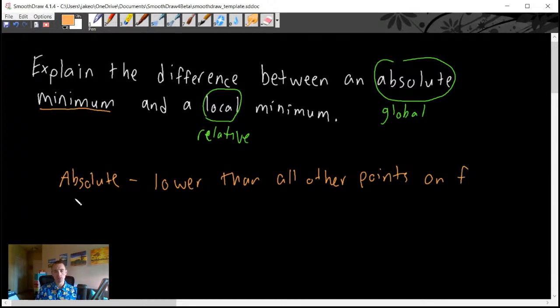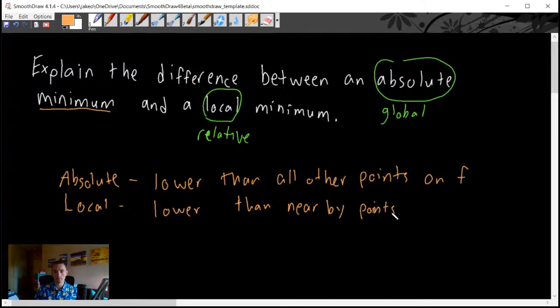The main difference, as opposed to a local minimum: the local minimum is the point that is lower than the points around it on f. So lower than the points within the little neighborhood around that area, lower than nearby points on f. So absolute is lower than all the other ones, and local is just lower than all the points that are really close in that area.